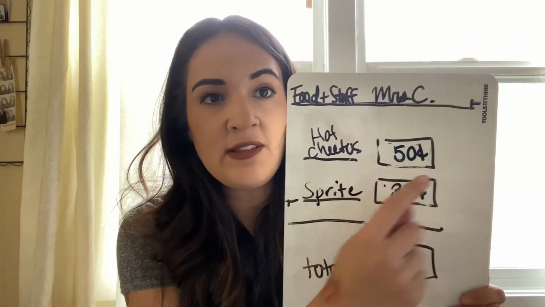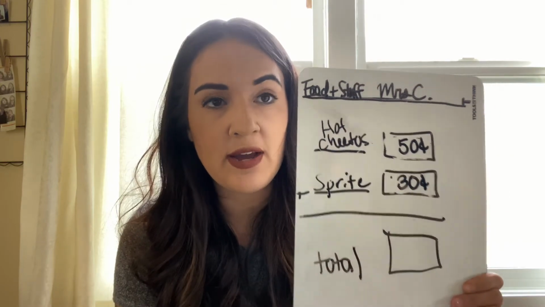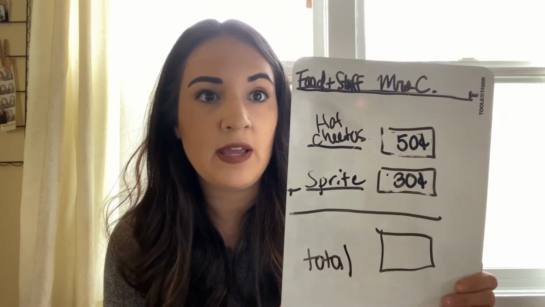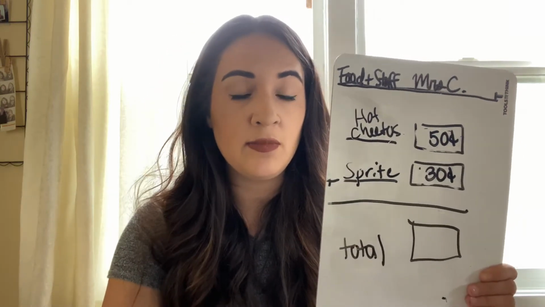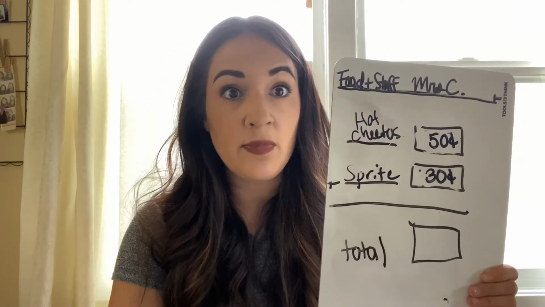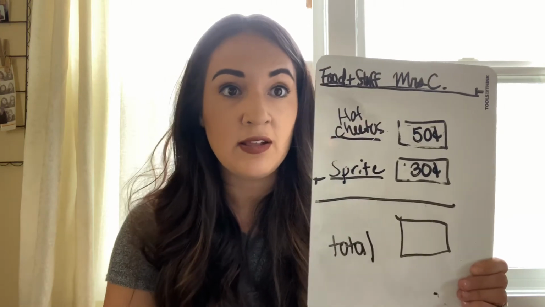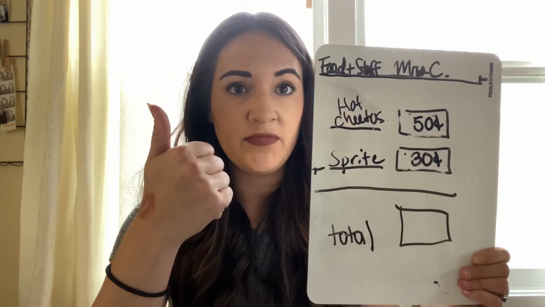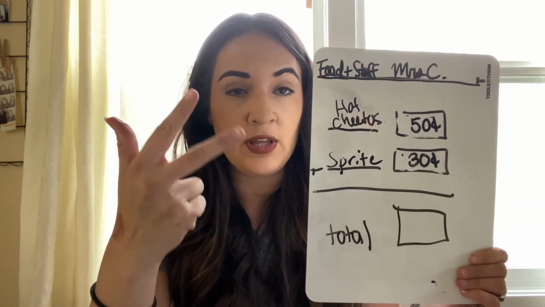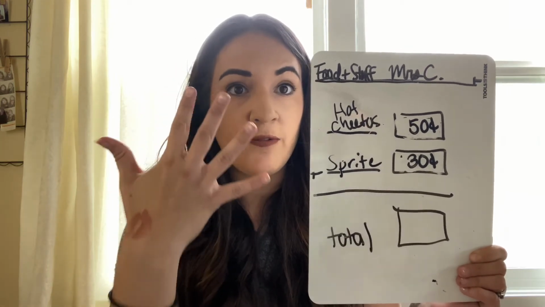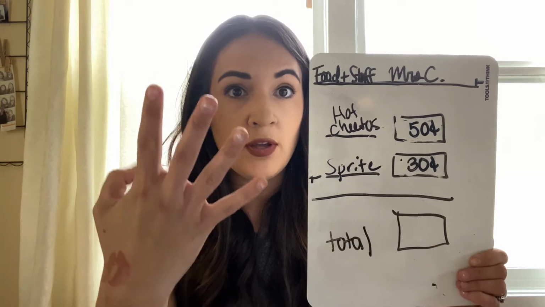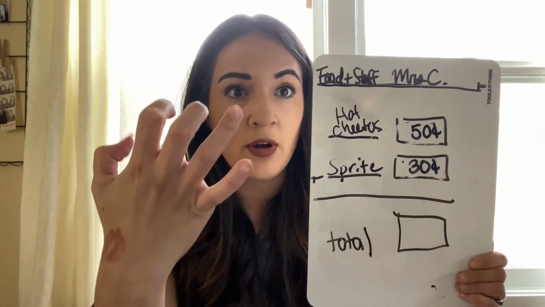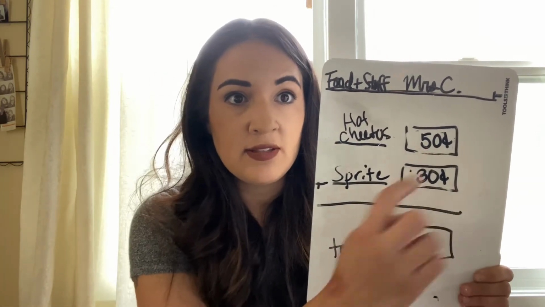So 50 cents. How many dimes do we need to make 50? How many times are we going to count by tens to get 50? Let's count together. 10, 20, 30, 40, 50. So 5 times. That means we are going to use 1, 2, 3, 4, 5 dimes to get to 50 cents.